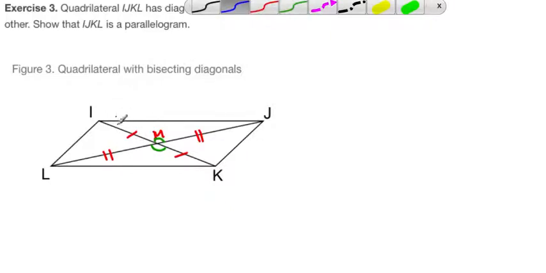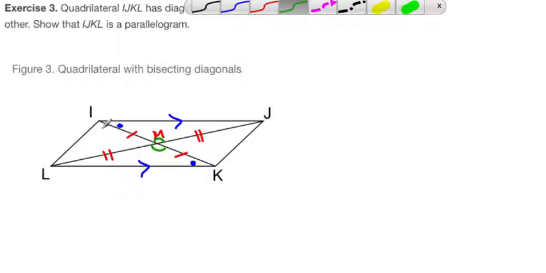Then that tells us that this angle here must be congruent to this angle by corresponding parts of congruent triangles being congruent to each other. But once again, since these are alternate interior angles, that will tell us that these two line segments must be parallel.